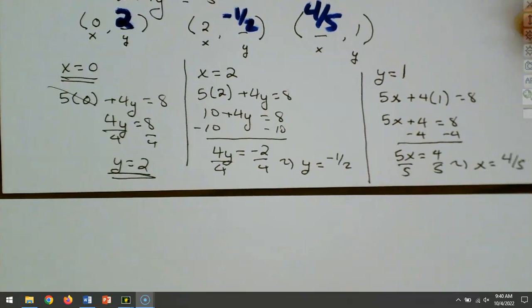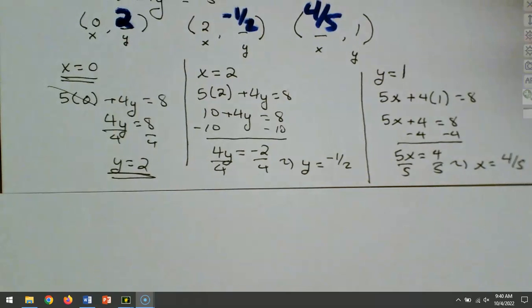So we're going to go ahead and start plotting these points. Now, when we plot a fraction, we will figure out the decimal equivalent, and then we'll try to put that point where it belongs. So like the minus 1/2, that's a minus 0.5. So we'd put it in between minus 1 and 0. The 4/5 is 0.8, so we would put that between 0 and 1.